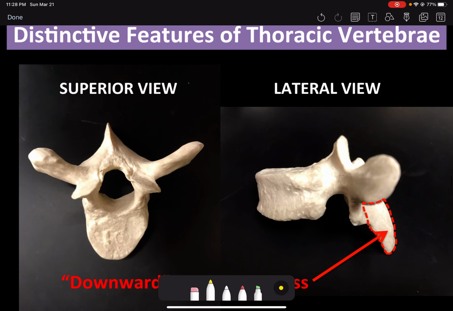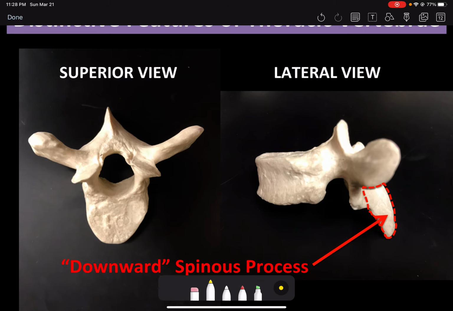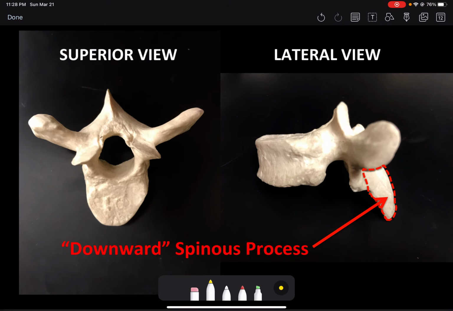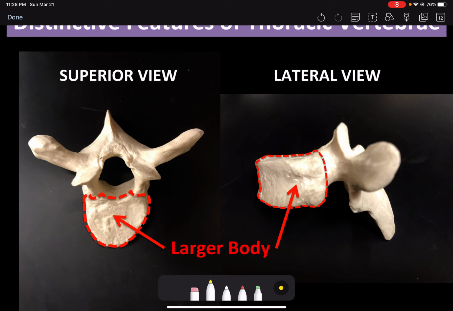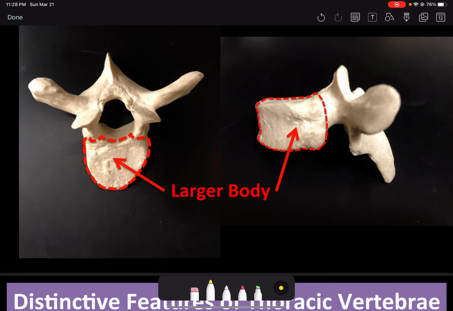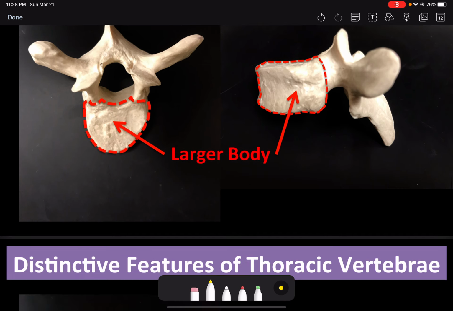We're going to talk about distinctive features of the thoracic vertebrae now. Again, we have this very steeply downward-pointing spinous process of the thoracic vertebrae. That's the most notable feature of the thoracic vertebrae. You have a larger body because you have a larger load to bear. You have to bear the load of possibly thoracic vertebrae above, and then all of the other thoracic and or cervical vertebrae stacked upon them.